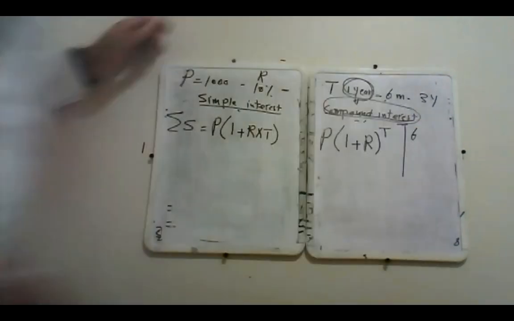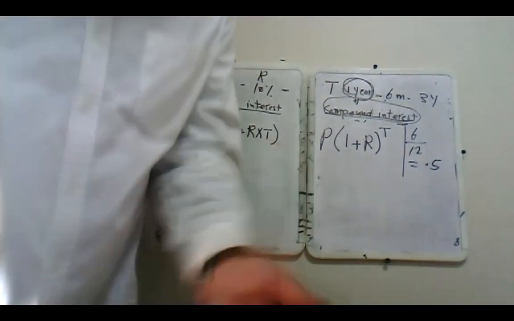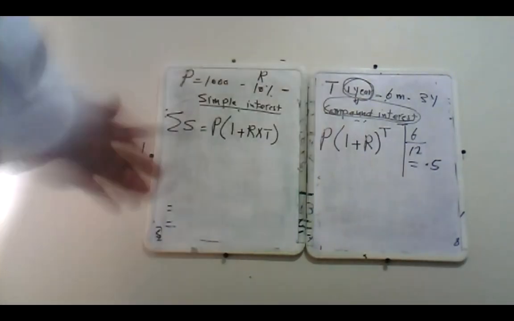So here we go. Now the time is 6 months. Wait, 6 months, I can't leave it like this. I have to divide it by 12, so this will be 0.5. I cannot leave it as 6 because it is in months, so I have to divide by 12. 6 divided by 12 gives me half a year, because all the measures of the simple and the compound interest are in years. That's great.